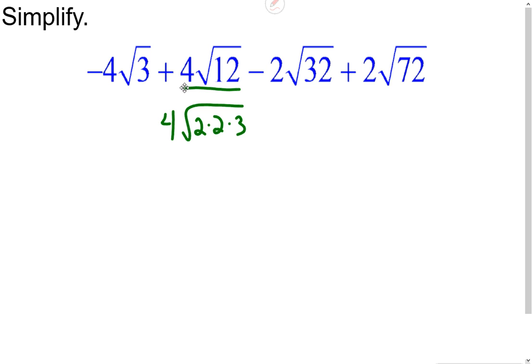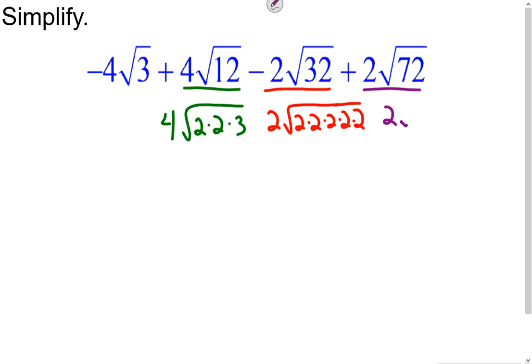Then I'm going to go to the minus 2 root 32. Again, that one can be simplified because I can simplify the square root of 32. I look at factors of 32. Maybe 2 times 2 times 2 times 2. There we go. And then we get to the last term, the 2 root 72. That one again can be simplified.